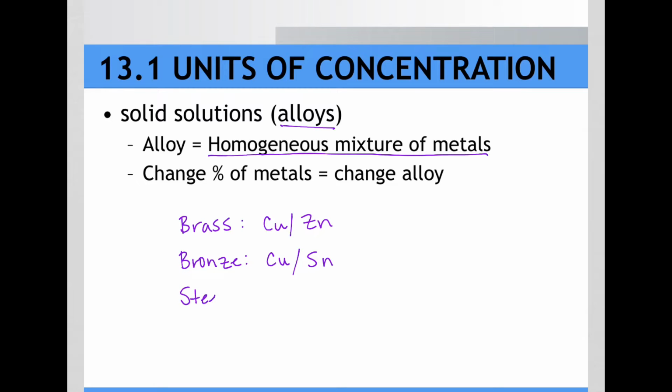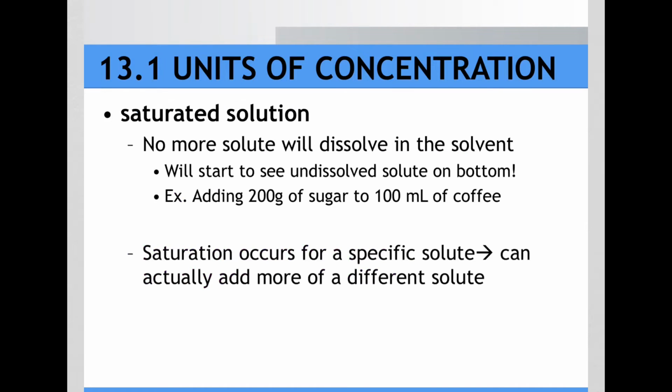Steel is another common one. Steel is a mixture of iron and, excuse me, not copper, carbon. And if you change the percentages of this, you can actually have cast iron as well, but steel is sort of the common one there. So those are some examples of solid solutions, or what we would call alloys if they are metals mixed together. Now, some other terminology. If we're talking about a solution, we can describe this solution as either saturated, unsaturated, or supersaturated.